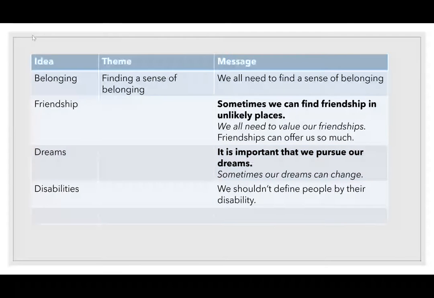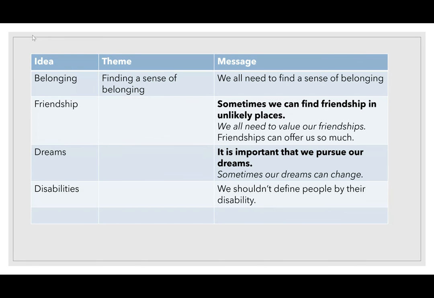When I see the idea of dreams, I also think about the message that sometimes our dreams can change, and that's totally fine. I'm sure Tyler didn't have the same dreams at the beginning of the text as he had once he got to know Zach.